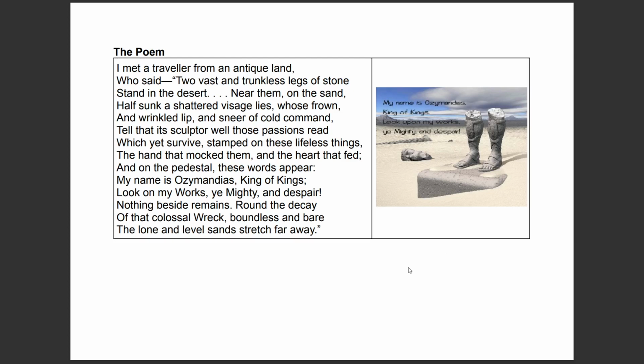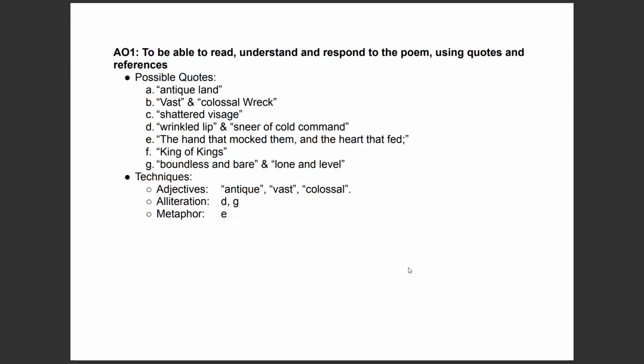Okay, so hopefully that poem now makes sense. So remember AO1, to be able to read, understand, and respond to the poem using quotes and references. So we've read it, we've understood it, we've left one line out, but actually any poem, you don't have to understand it 100%. You need to understand most of it, and you only need 3 or 4 quotes, remember, and you respond. So here are some possible quotes, more than you need. So you can pick and choose from here.